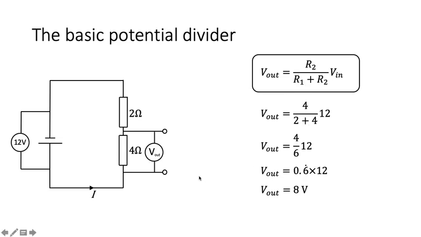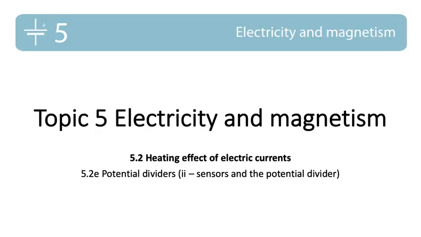If, on the other hand, we have a different ratio, we'll keep this one 4 ohms, make this one 2 ohms, then 4 over 6 is 4/6, which is 2/3, which is going to be 8 volts, 2/3 of 12 volts. So you can see how this output voltage will vary. And that's great, that's really useful. But let's look at some other applications in the next video.